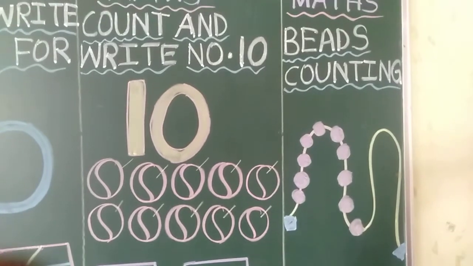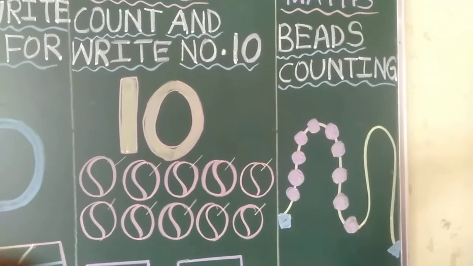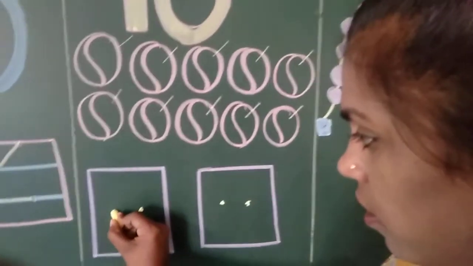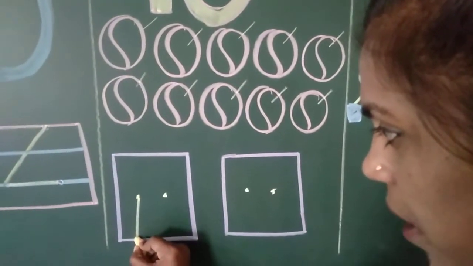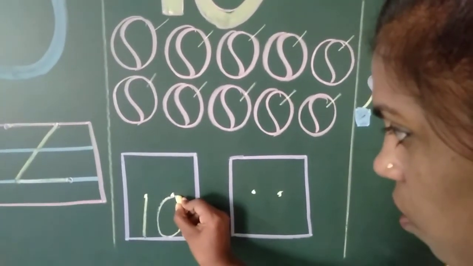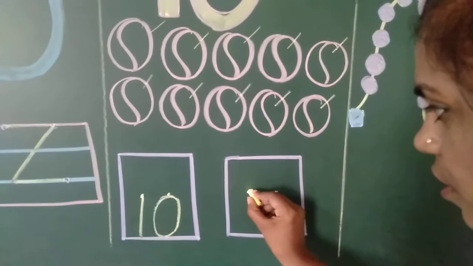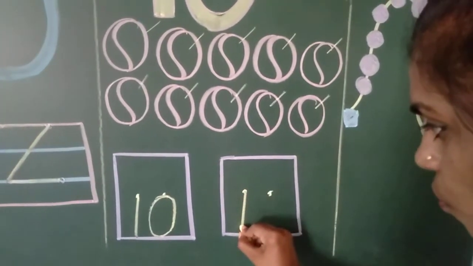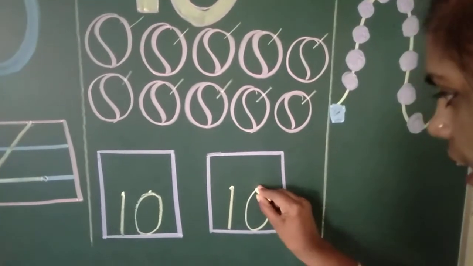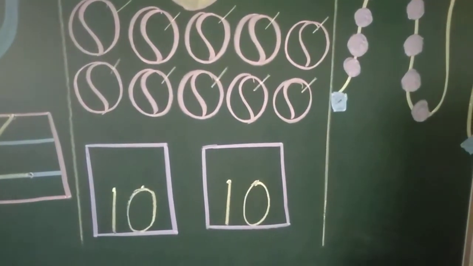How many balls are there? 10 balls are there. Now we will see how to write number 10. Standing line, make 1, then circle, make 0. In this way we are going to write 10. 1, 0, 10. Okay, 1, 0, 10.